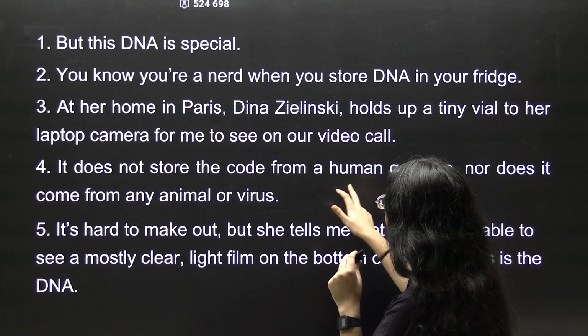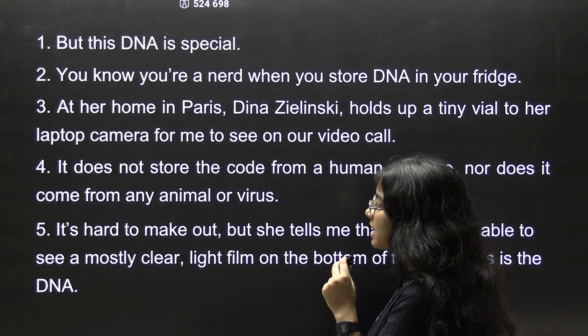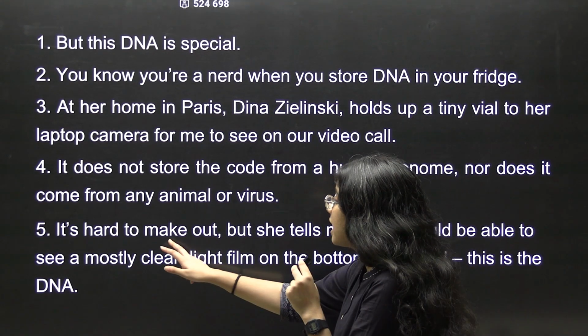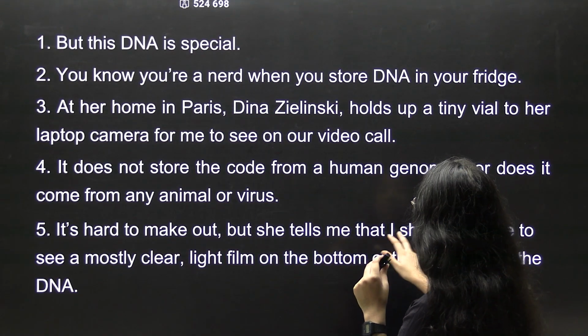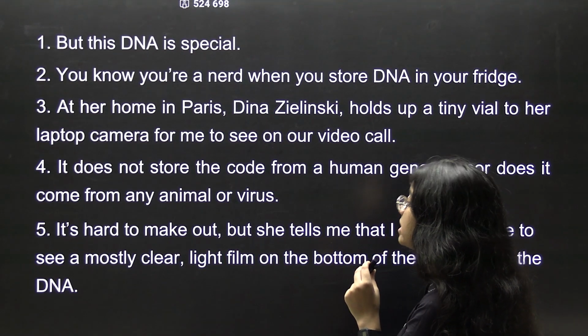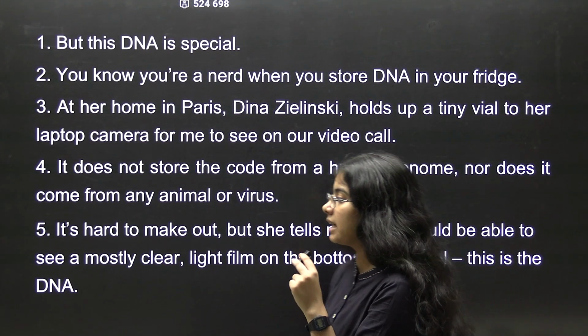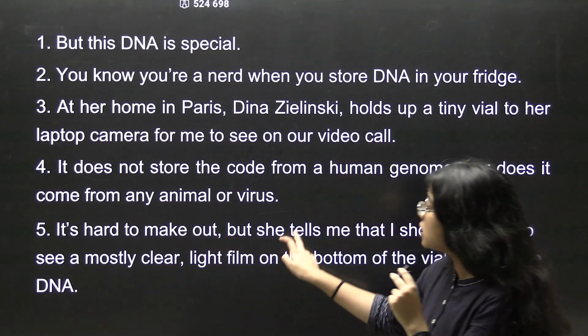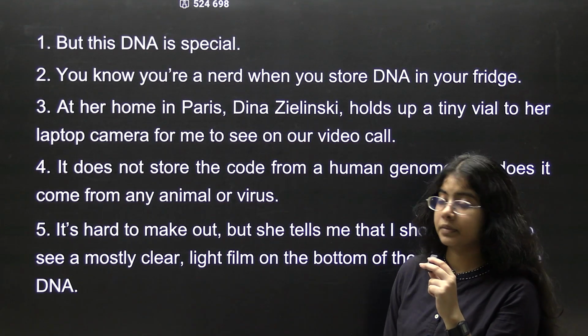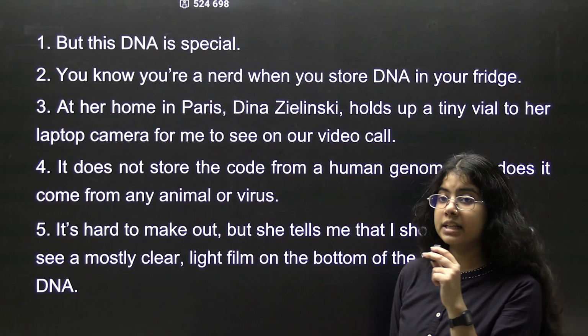It does not store the code from a human genome, does not make sense, cannot go with it. It's hard to make out, but she tells me that she would be able to see a mostly clear light film on the bottom of the vial. This is the DNA. Now you know "she" is used for Dina.